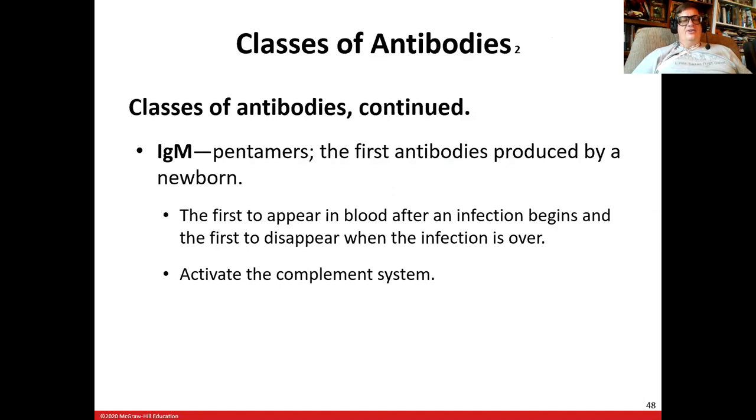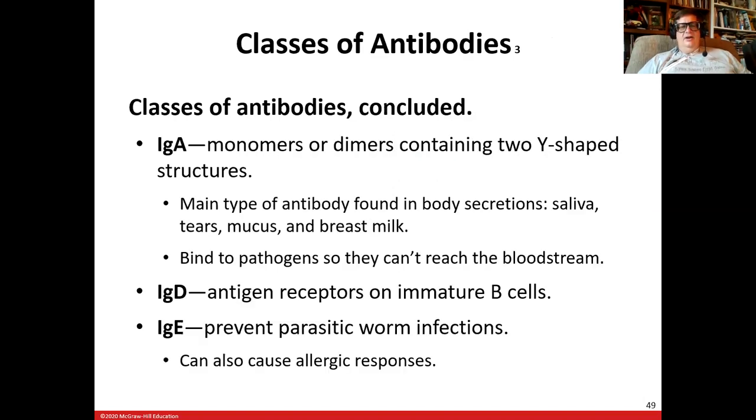And these activate the complement system. Remember, the complements are those little C-shaped proteins I was talking about, that make the tube, and water flows into the bacteria, makes the bacteria swell and pop. All right. IgAs could be monomers, could be dimers. Those are found in body fluids that are secreted, like mucus, tears, breast milk, and they bind to pathogens and stop them from getting into the blood.